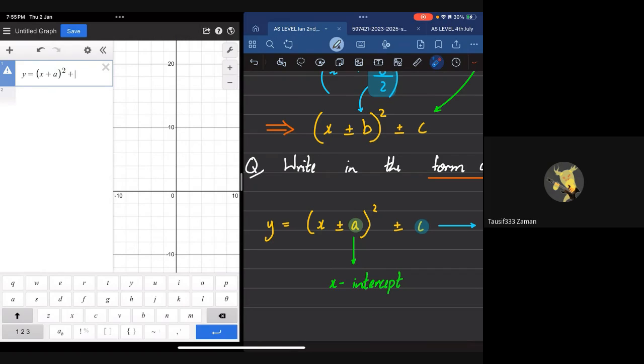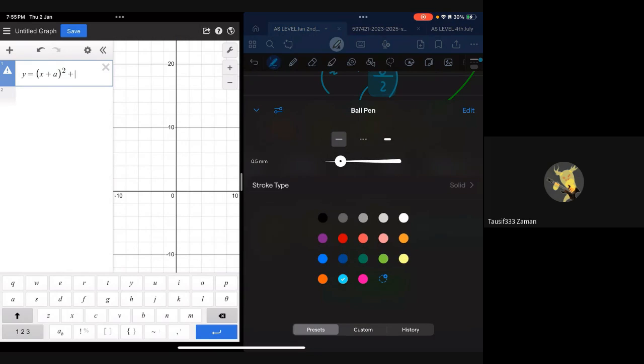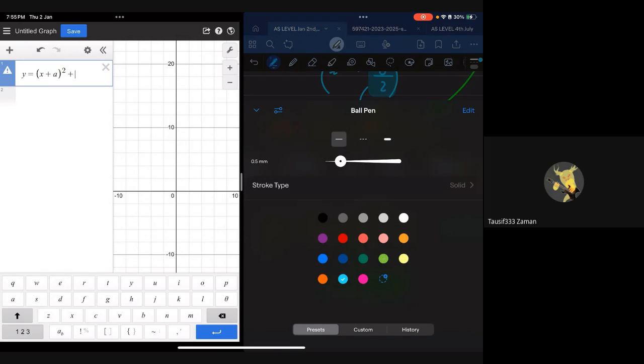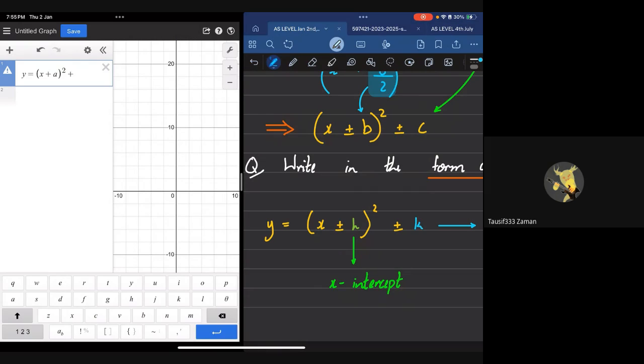Usually, actually, I should write this in this form. This should be written as h, and this should be written as k. And I'll explain why I'm using these variables as well, h and k. Keeping this in mind, now let's replace them over here as well. Let's put h over here and plus k over here.